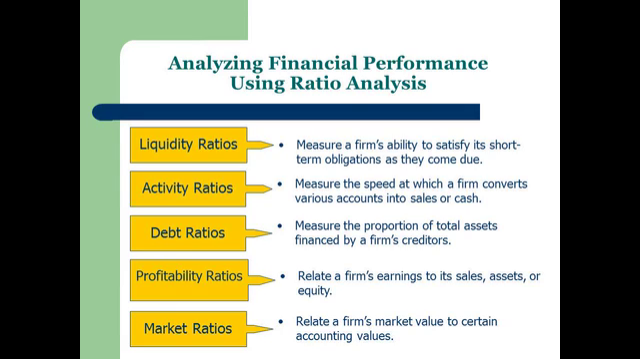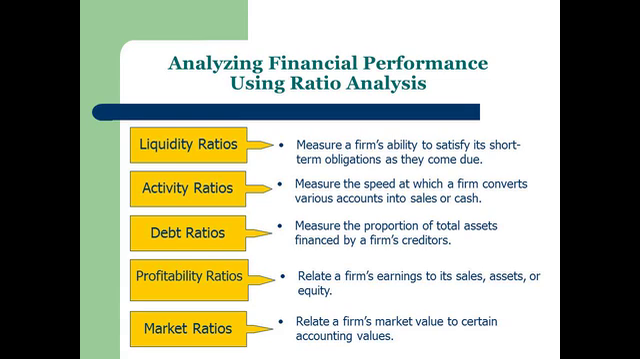Number two comes activity ratios. It actually measures the speed at which a firm converts various accounts into sales or cash. For example, a company is selling toys. So toys are inventories for that company, and the speed, or you can say the time at which the company sells those products, is measured by activity ratios.